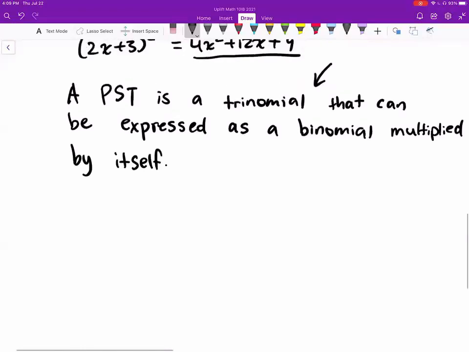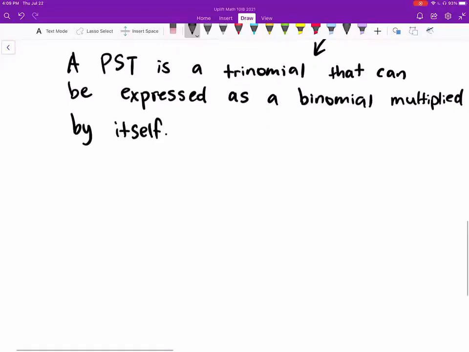Should we try another expanding question? Sure. We can do like 2x minus 3 squared. Should we do this one together? I think we should, yeah.